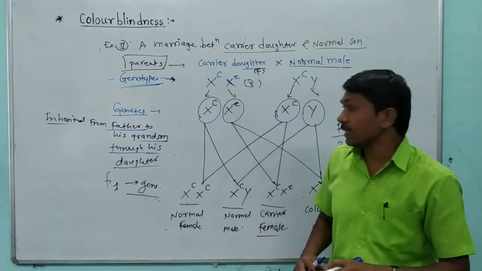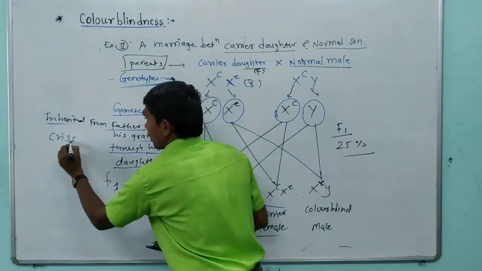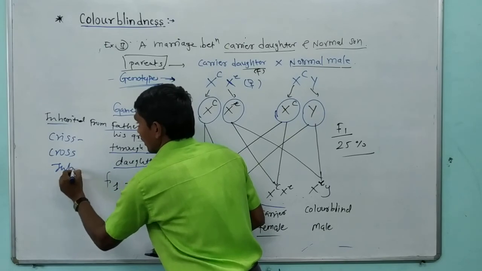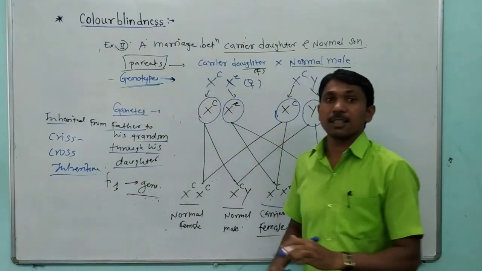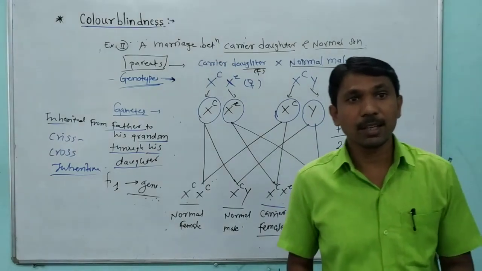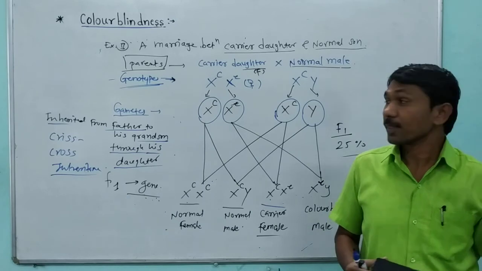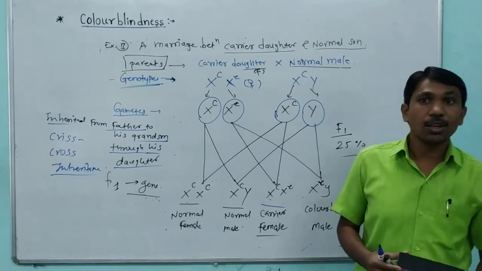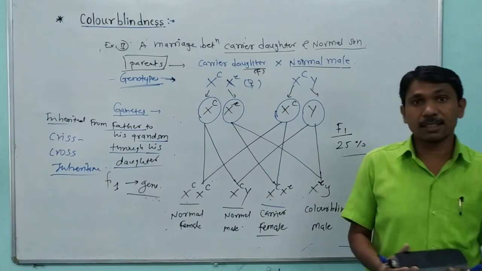Like that, inheritance is called crisscross inheritance. What do we call this cross? We call it crisscross inheritance. Okay, in today's session we will discuss the X-linked disorder, that is color blindness, and their two examples. Okay, we have studied two examples in today's lecture. Thank you.